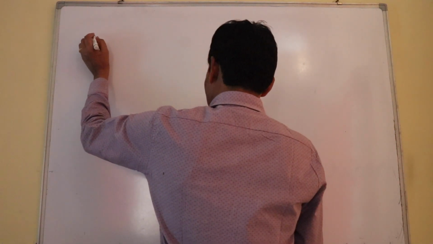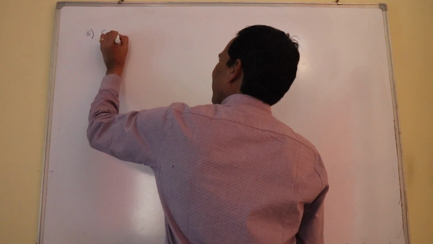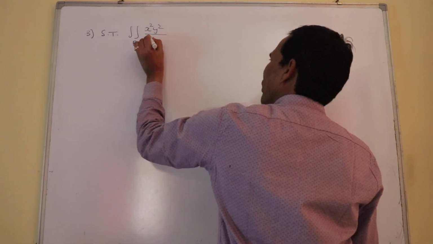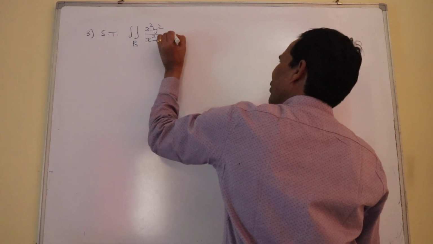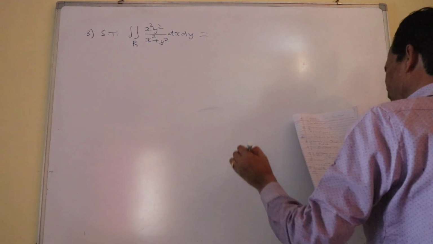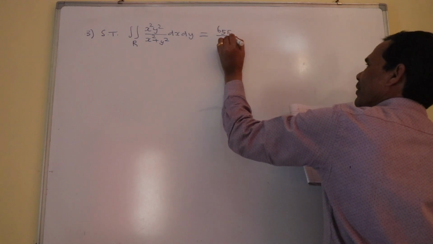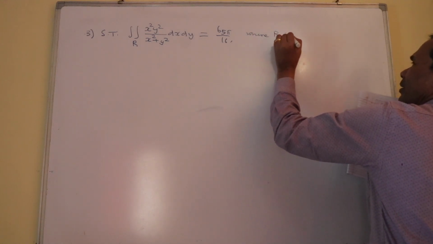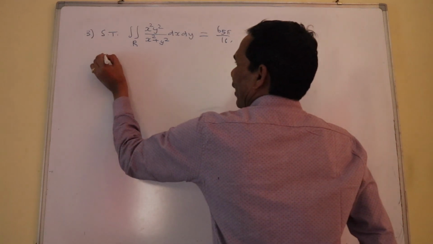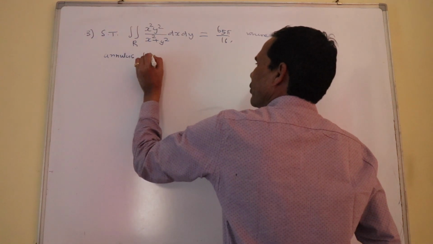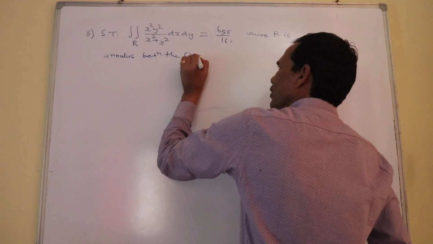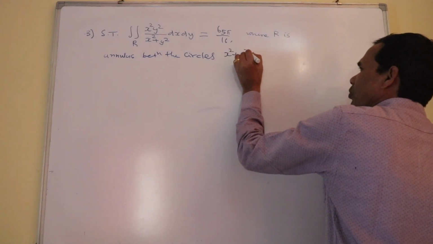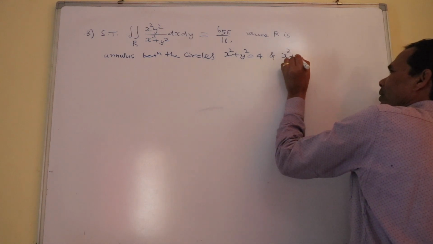Evaluate. Problem number 3: show that the double integral over R of x square y square upon x square plus y square, dx dy, is equal to 65 pi by 16, where R is the annulus between the circles x square plus y square is equal to 4 and x square plus y square is equal to 9.